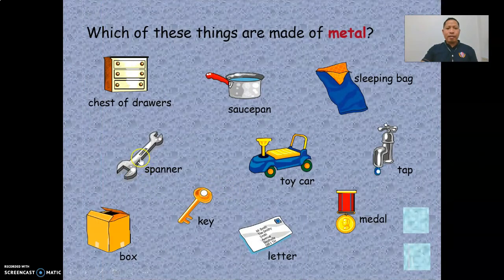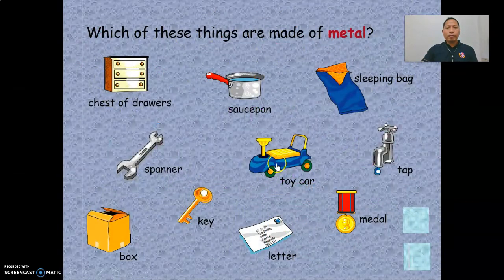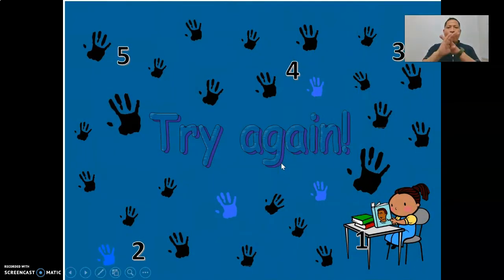Next. Spanner. Yes or no? Made of metal. 3, 2, 1. Good. Next. Toy car. Yes or no? 3, 2, 1. Next.